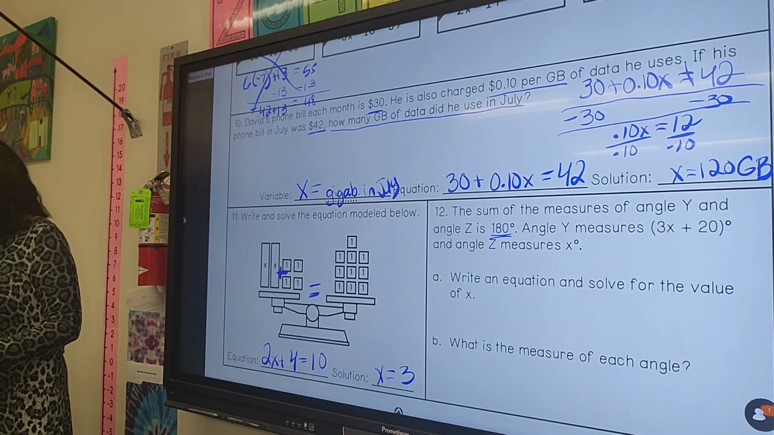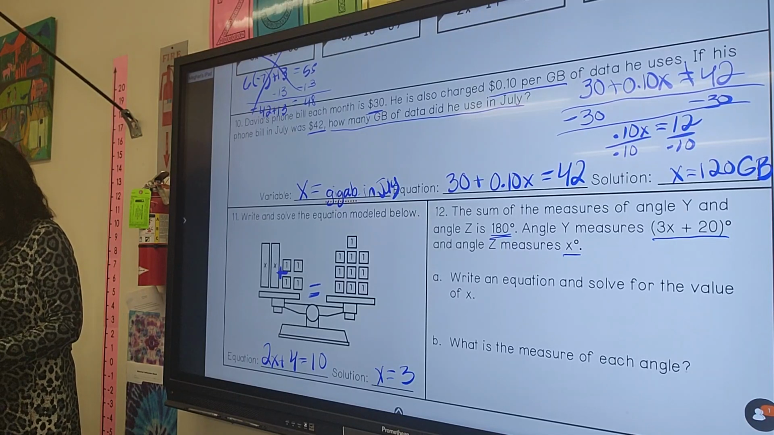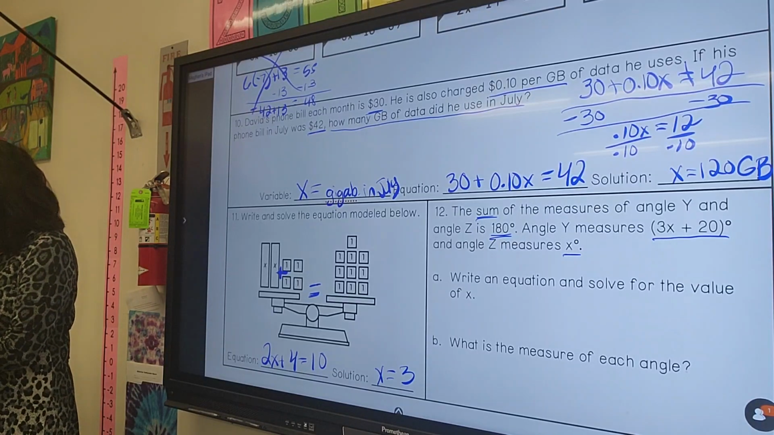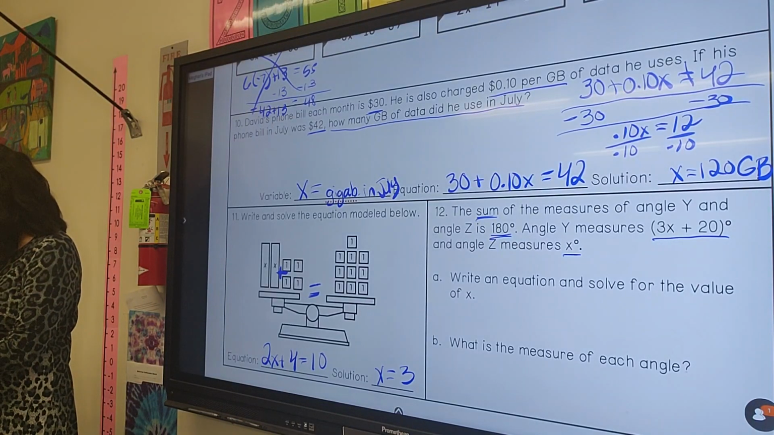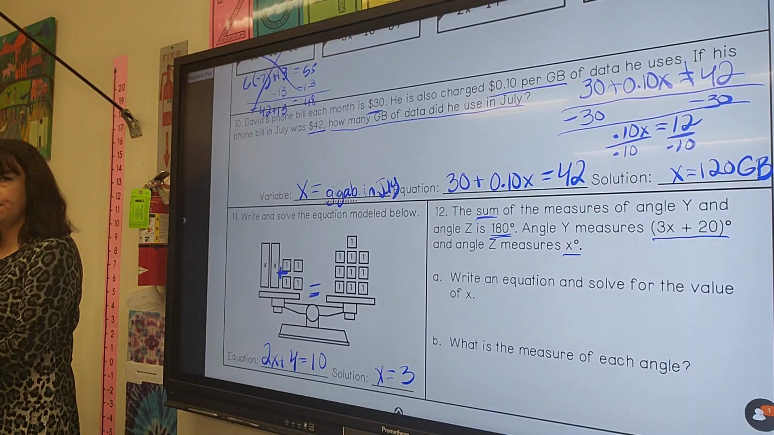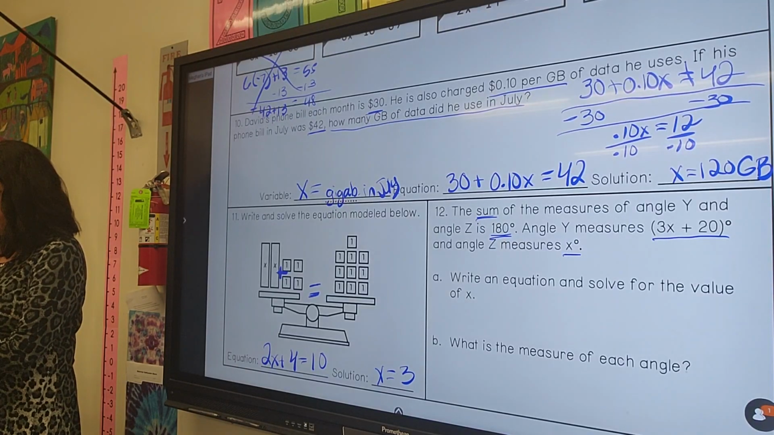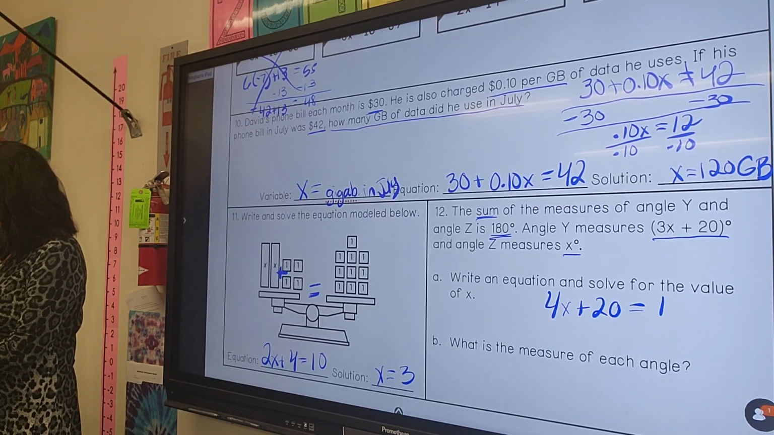Angle Y measures 3x plus 20 degrees, and angle Z, we don't know, so it's x degrees. So we're going to write an equation and solve for the value. What does sum mean we're doing? Adding. So we have 3x plus 20 plus x. I can just say 4x, because 3x plus 1x, if we combine like terms, is 4x, right? So 4x plus 20 equals 180.